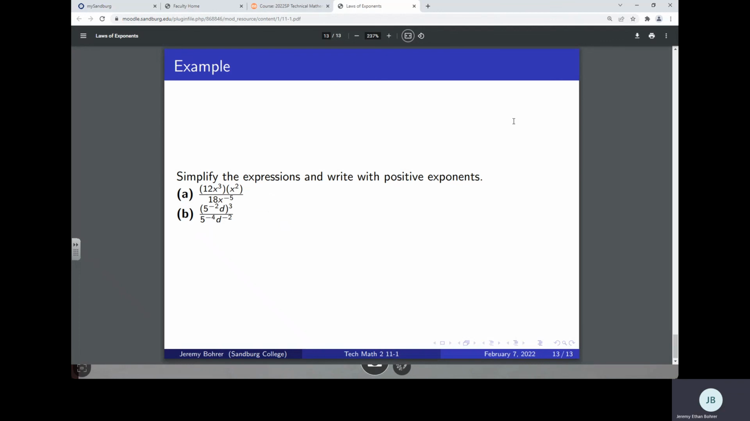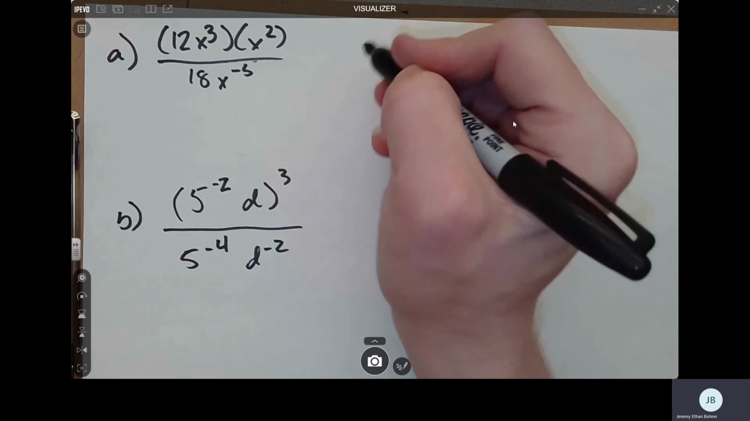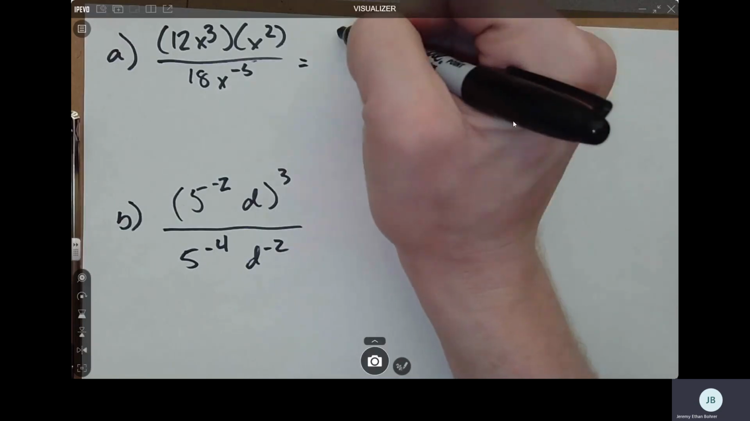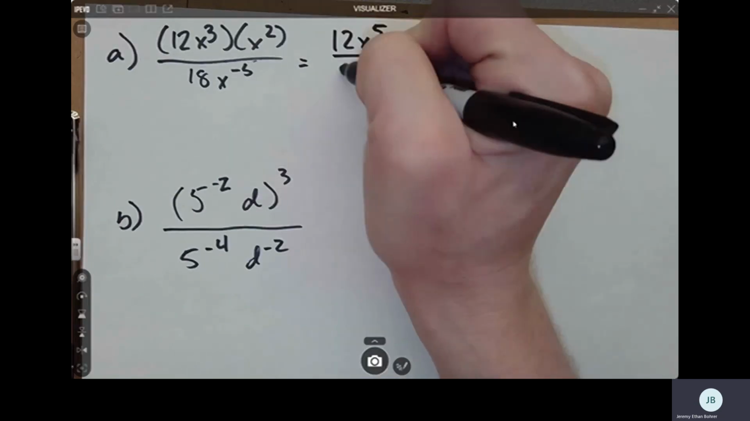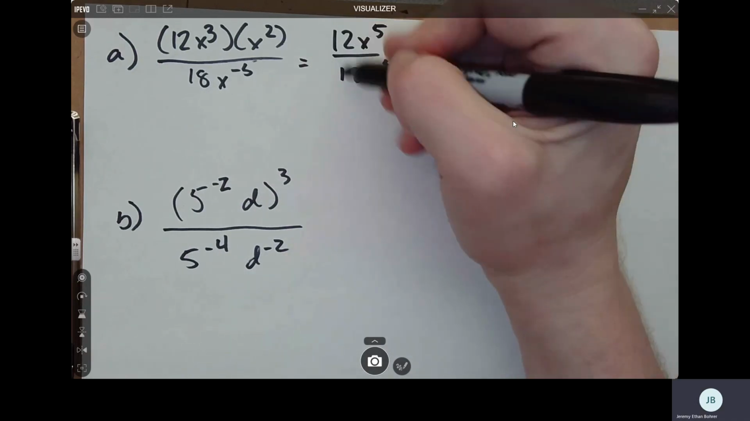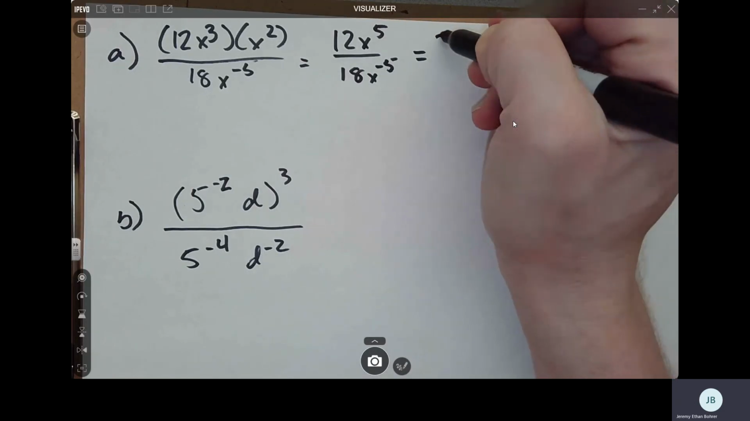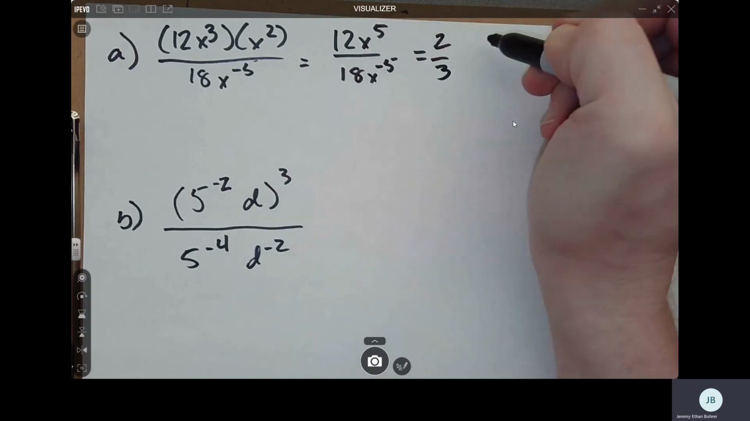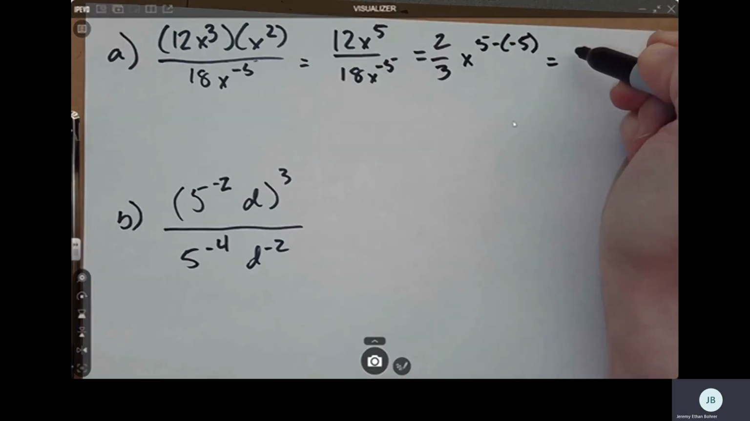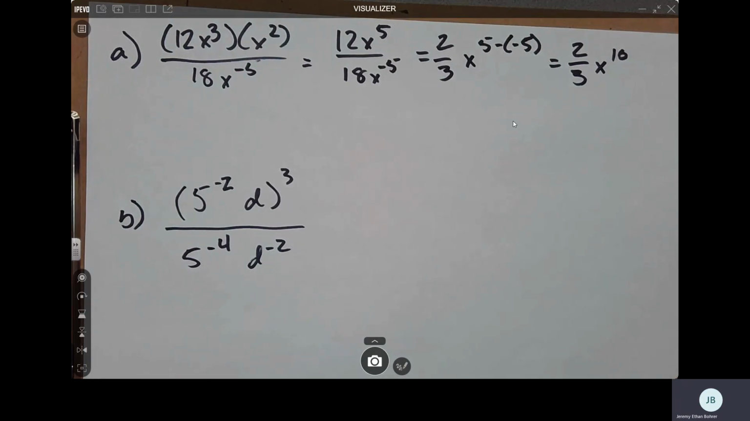Okay, so for this first one, we've got 12x cubed times x squared over 18x to the negative 5th. So if I combine everything in my numerator, that's 12x to the 5th over 18x to the negative 5th. 12 and 18 have a common factor of 6, which will give us, if we divide each of those by 6, we get 2/3. And then x to the 5th divided by x to the negative 5th, that's x to the 5 minus negative 5. So 2/3 x to the 10th. We could also write it as 2x to the 10th over 3, but I kind of like it better this way.